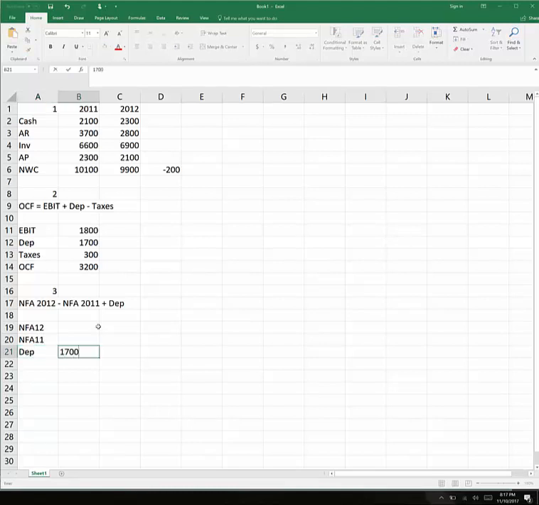Depreciation is 1,700. Net fixed assets in 2012 was 20,000, and it was 21,000 in 2011. So the net fixed asset number actually decreased, but the assets of the company didn't decrease. What they have, the difference is the depreciation. 1,700 was written off in depreciation. So we'll take net fixed assets in 12 minus 11 plus depreciation to get to 700 for the amount of net spending in 2012.